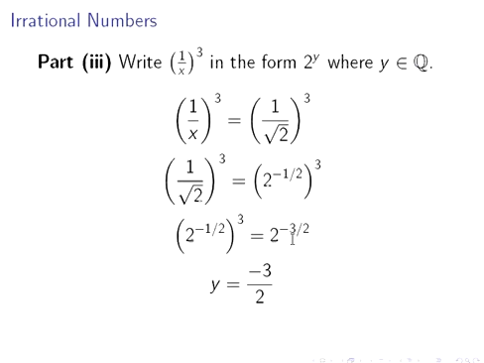I'll just highlight that again. It's not actually explicitly asked, but I'll just make it clear: y is minus 3 over 2. And that is indeed a rational number, the quotient of 2 integer values. And that ends our presentation.